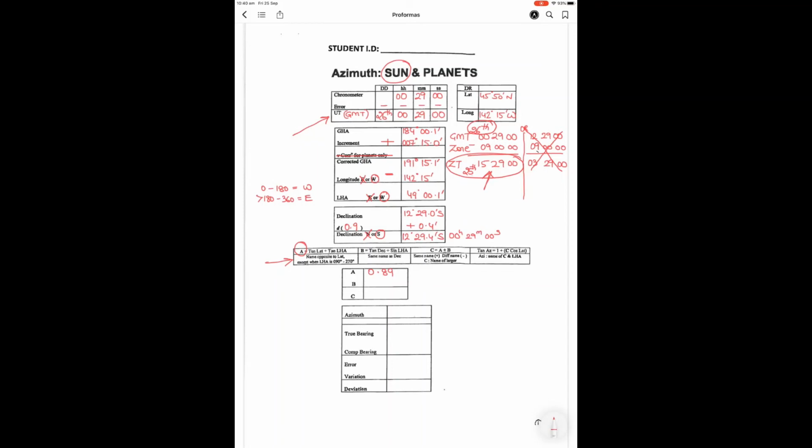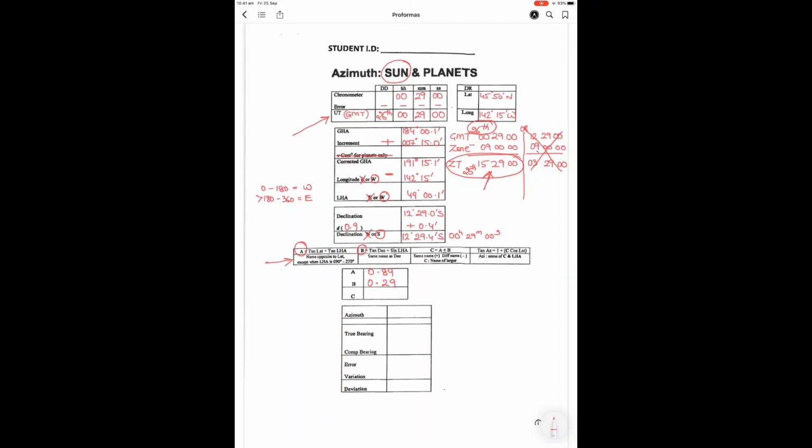And then you find B, and B is found by dividing tan of declination, tan of 12 degrees 29.4 minutes, by sine of LHA. So sine of LHA, what is LHA? 49 degrees 0.1 minutes. When you divide it, you get 0.2934982721. Just keep it to 2 decimal places.